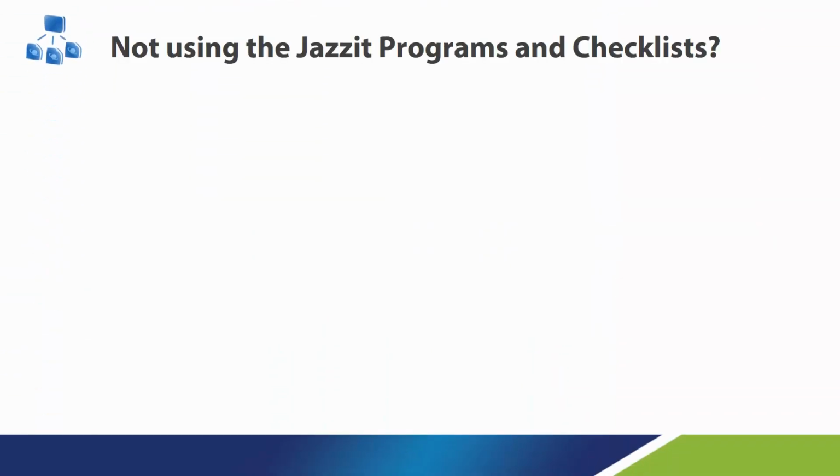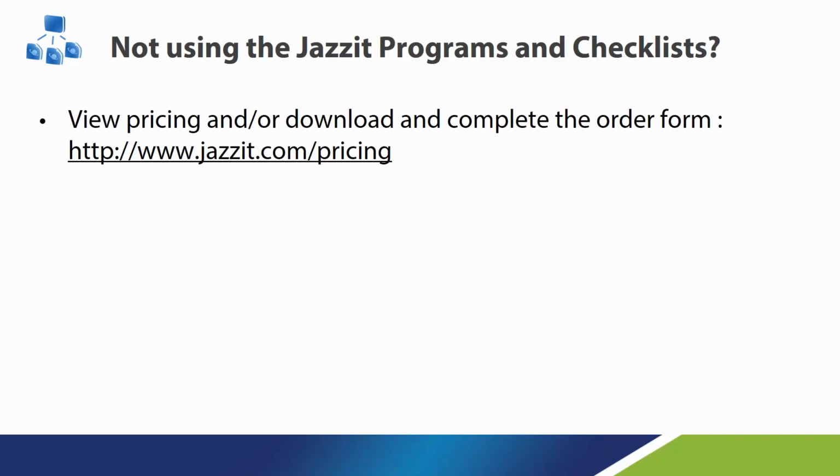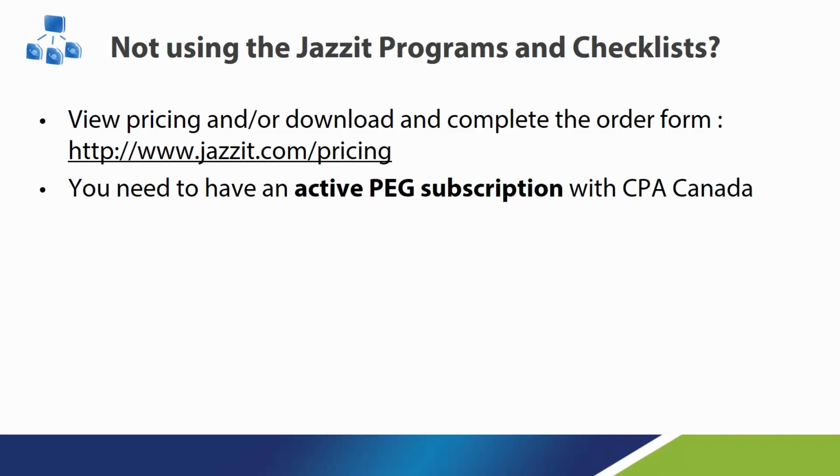Not currently using the Jazzit programs and checklists? You can view the pricing information on our website by going to www.jazzit.com/pricing. Should you be interested in the package, you can download and complete the order form and return it to us as per instructions on the order form. Note that in order to be able to use the programs and checklists, you would need to have an active PEG subscription with CPA Canada.